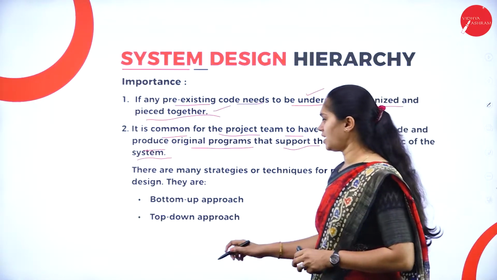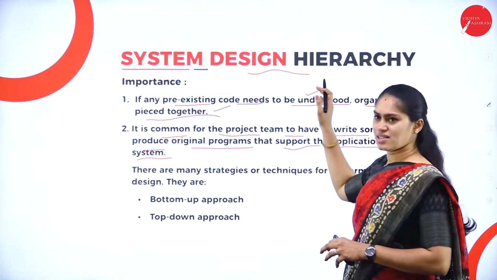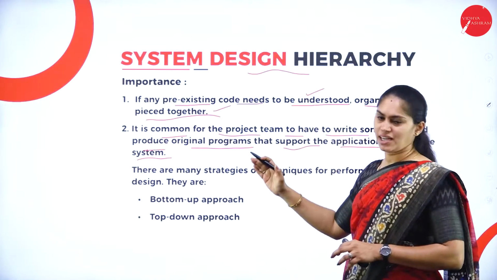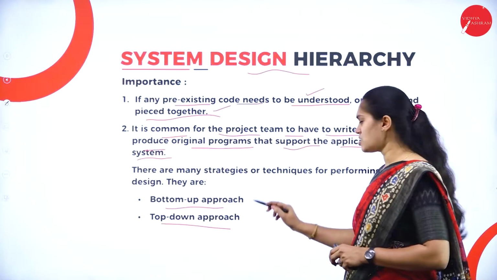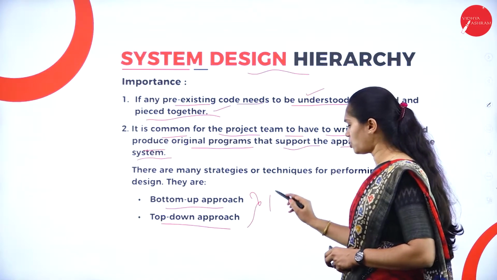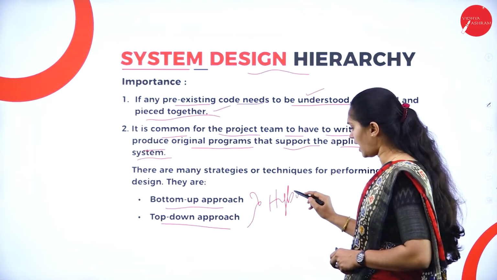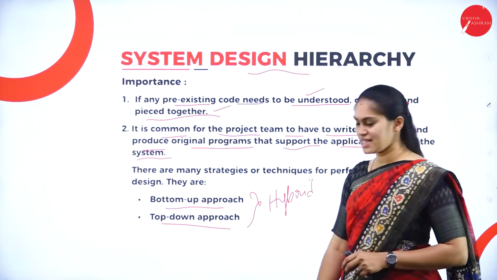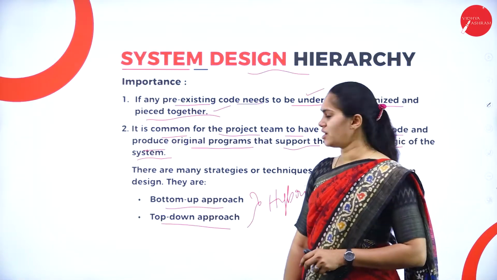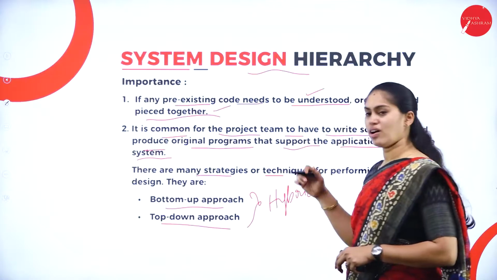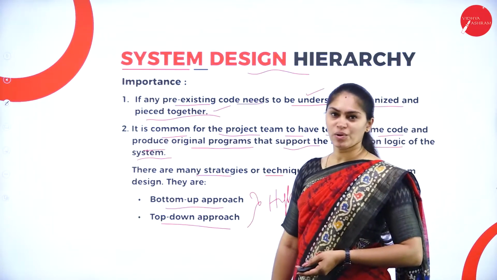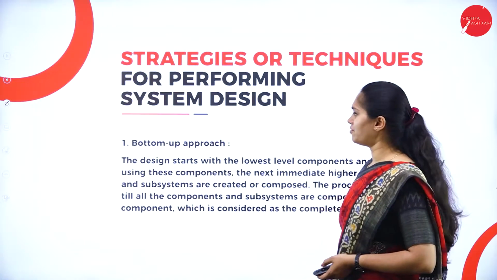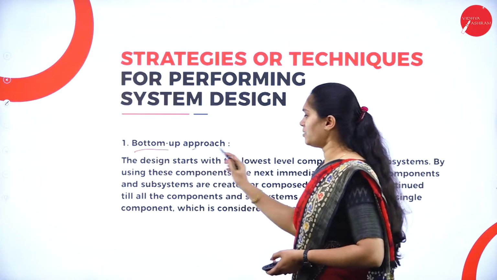And in order to have this system design hierarchy, we have three types. One is the bottom up approach, another one is the top down approach. If we integrate both together, then it will be a hybrid approach. We'll see each type of approach, the best strategy or technique which we can use in order to have a good system design. We'll see the first one, that is the bottom up approach.